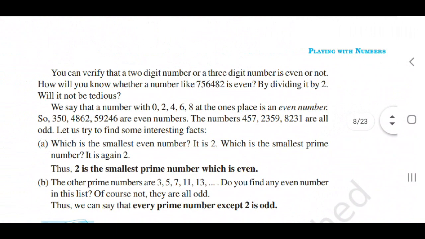Second note. 2 is the smallest prime number which is even.